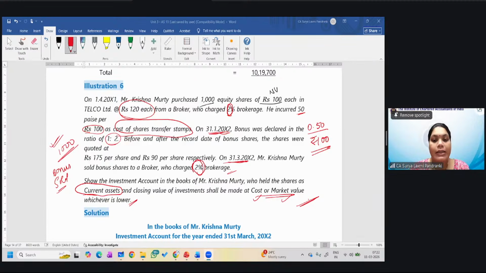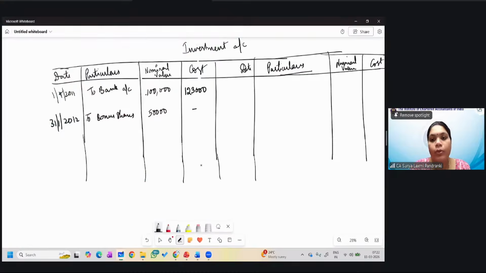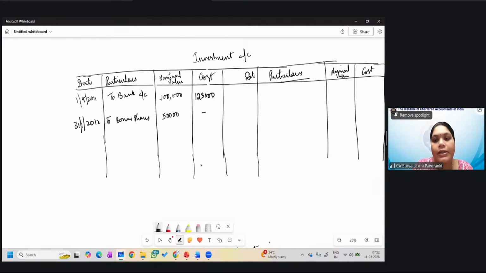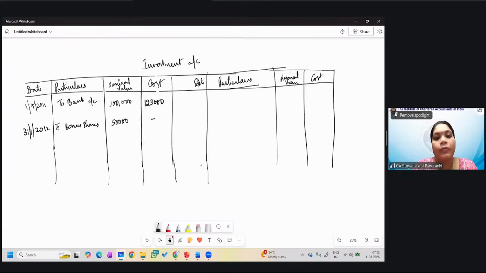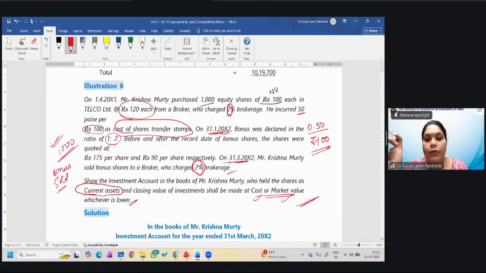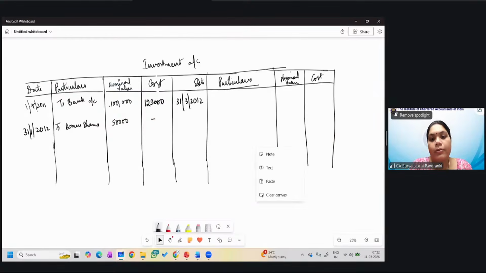So when there is a sale, you will have to write it on the credit side. On 31st March we have sold. It will be by bank, but how much is the value? Let us calculate this also.